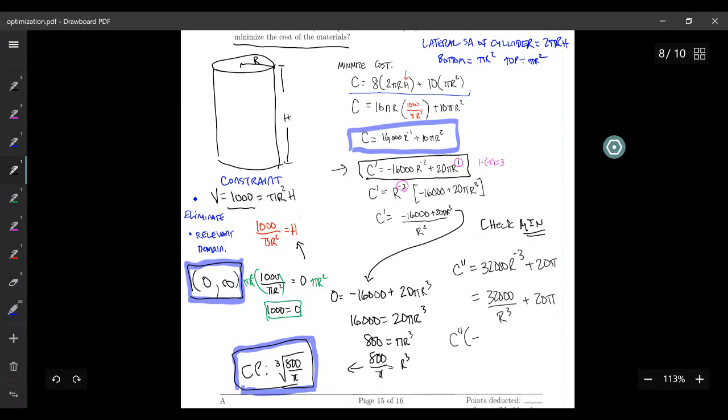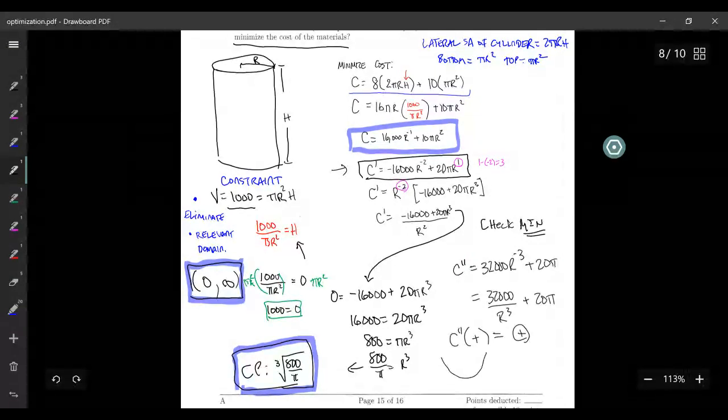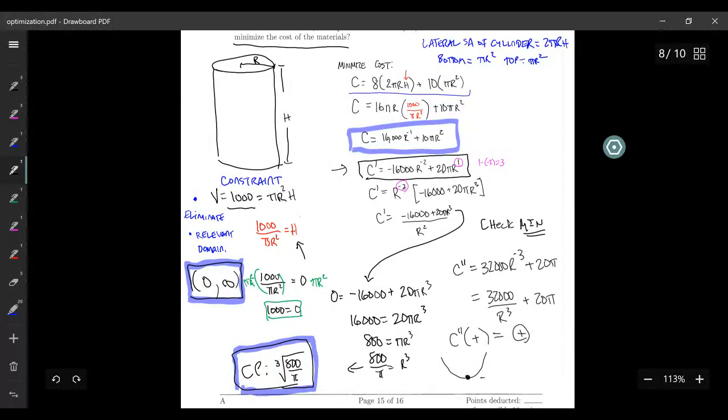What's going to happen is if I plug a positive number into this equation, I'm going to end up with a positive value. If I cube something positive, all the terms are positive and I'm plugging a positive number in. That means that we are concave up on that function, which means that we have not a max but a min, which is what I want. So by the second derivative test, we are guaranteed that we have a minimum.